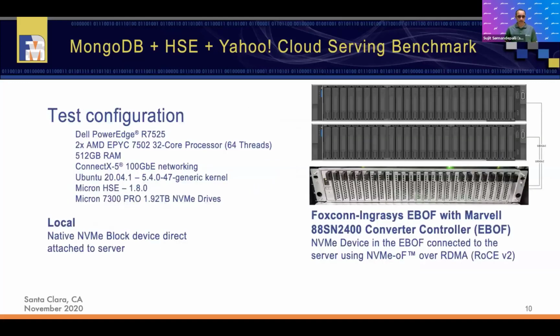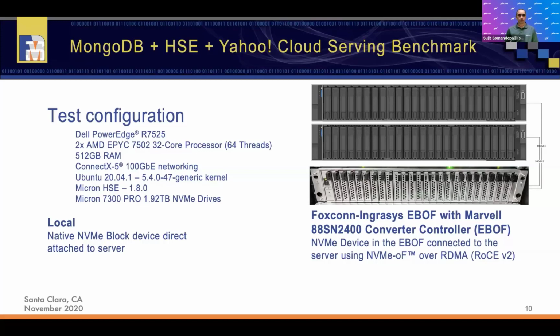Our test configuration consisted of Dell PowerEdge R7525 servers with dual AMD EPYC 7502 processors and 512 gigabytes of RAM. We used Ubuntu 20.04 as the operating system on these servers. Mellanox ConnectX-5 100 gigabit networking was used to provide connectivity to the fabric and also to the clients.